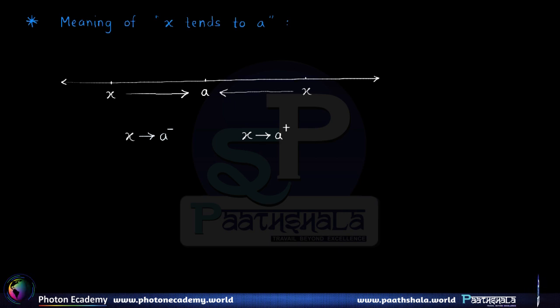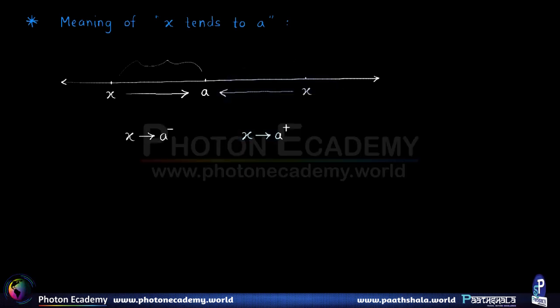Now, the question of what is the distance between x and a, how close it is, how small it can become: that can become as small as we may want. We are not specifying exactly what that difference between x and a is. We are just taking x arbitrarily close to a.